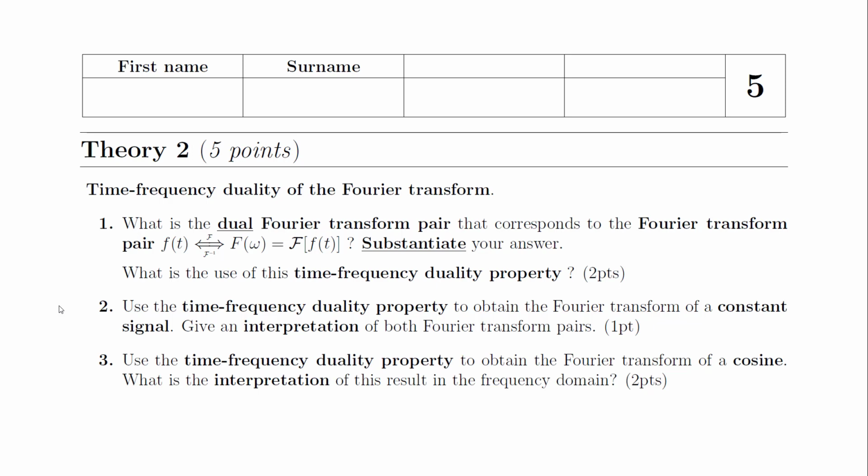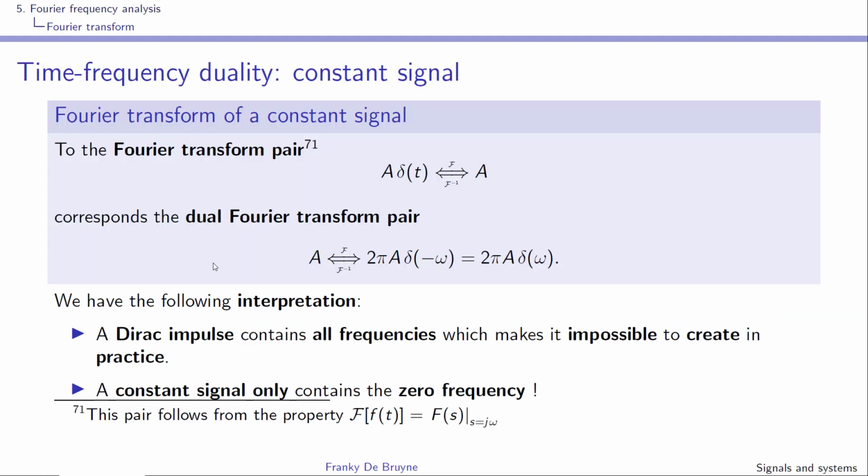In this second part of the question, you have to use the property that we have just proven to obtain the Fourier transform of a constant signal. We'll see that we'll start from the Fourier transform of a delta function. And then you have to give the interpretation of both Fourier transform pairs. Well, the answer to the second part of the question can be found in the following slide. We start from the following Fourier transform pair. So we have a time function and its Fourier transform.